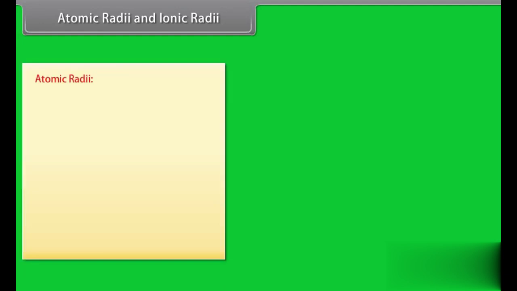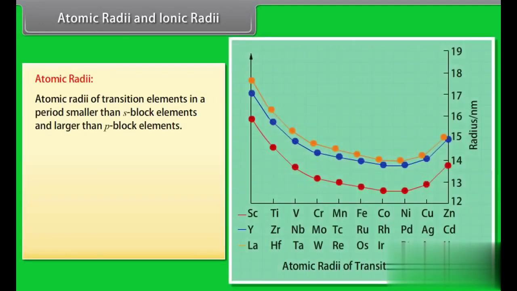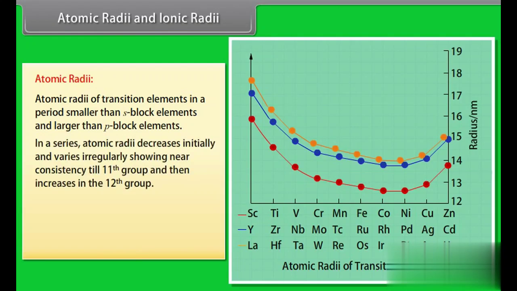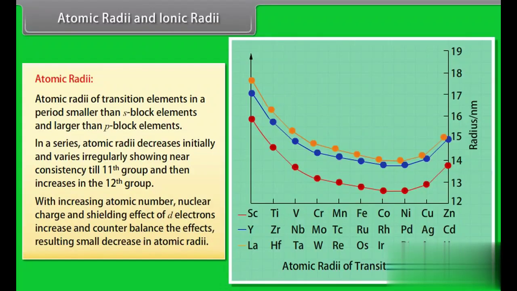Atomic radii. Atomic radii of transition elements in a period are smaller than S block elements and larger than P block elements. In a series, atomic radii decrease initially and vary irregularly, showing near consistency till 11th group and then increase in the 12th group. With increasing atomic number, nuclear charge and shielding effect of d electrons increase and counterbalance the effects, resulting in small decrease in atomic radii.